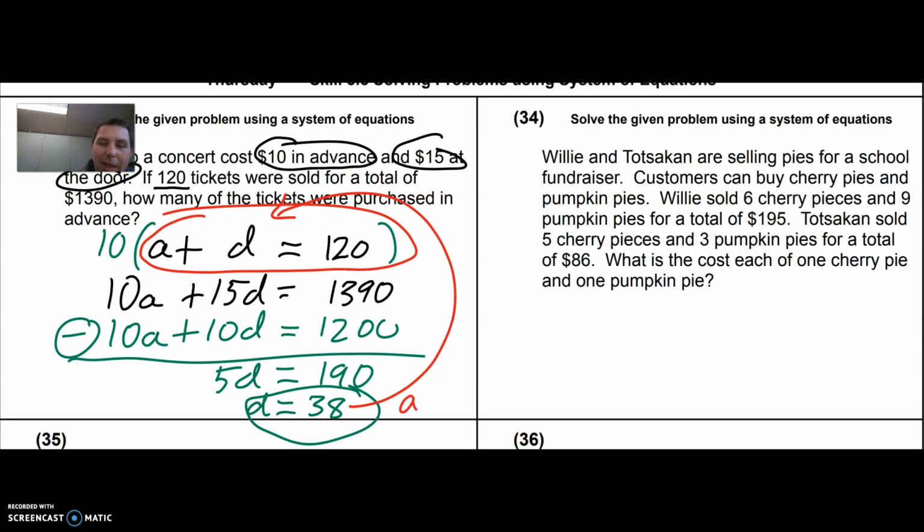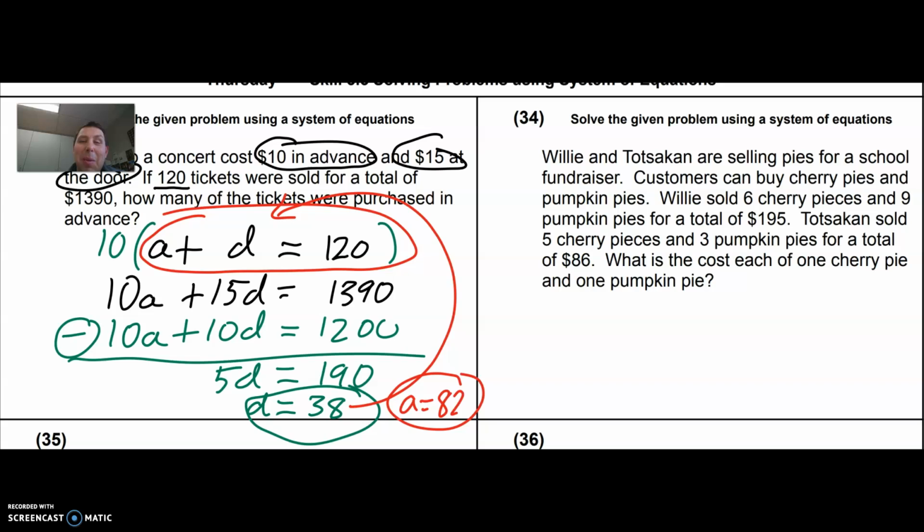So my A value is 82. And that is actually the answer we're looking for. How many of the tickets were purchased in advance? Our answer would be 82. So when you're doing these problems, you need to have two equations, especially if you're trying to figure out a system.